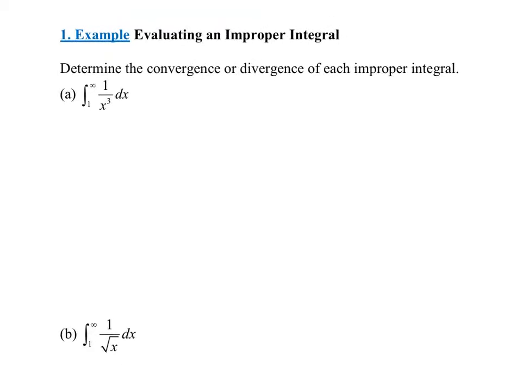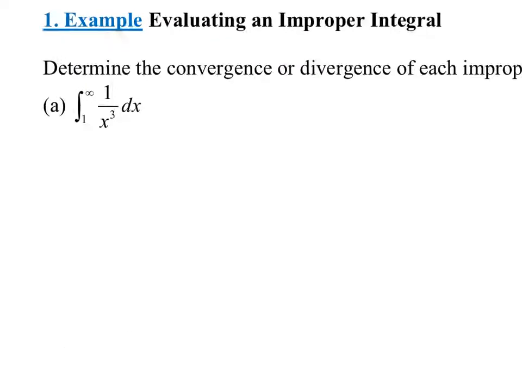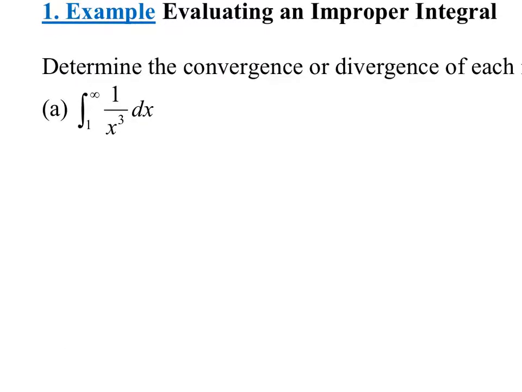So the first one says determine the convergence or divergence of each improper integral. So how do we know it's improper? Because one of our limits is infinity or negative infinity. In fact, the upper limit on this one is infinity. So what are we going to do? We're going to rewrite this problem.